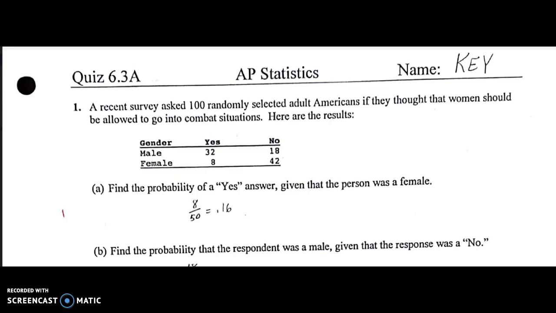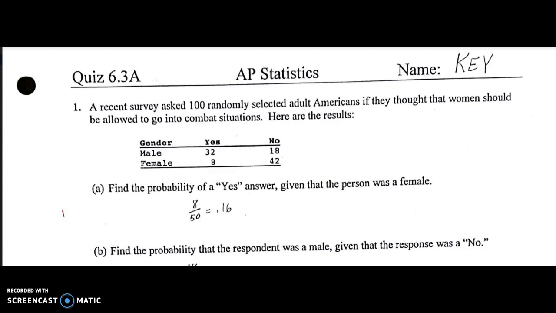Okay, we're going over the 6.3a quiz. You guys took this in class already. Just want to make sure you understand the answers to all the questions. So the first question said, a recent survey asked 100 randomly selected adult Americans if they thought that women should be allowed to go into combat situations, and here are the results.